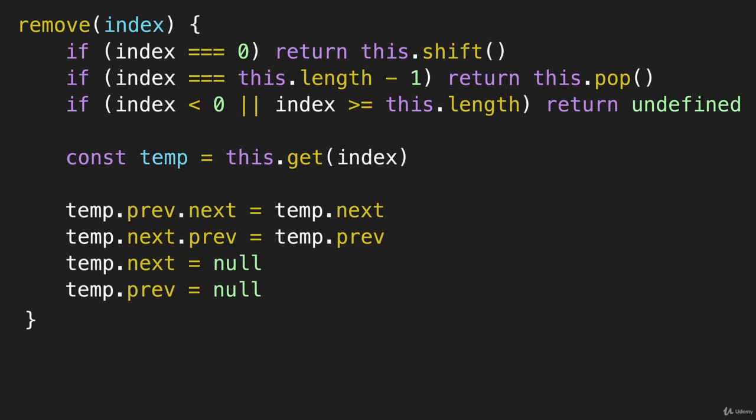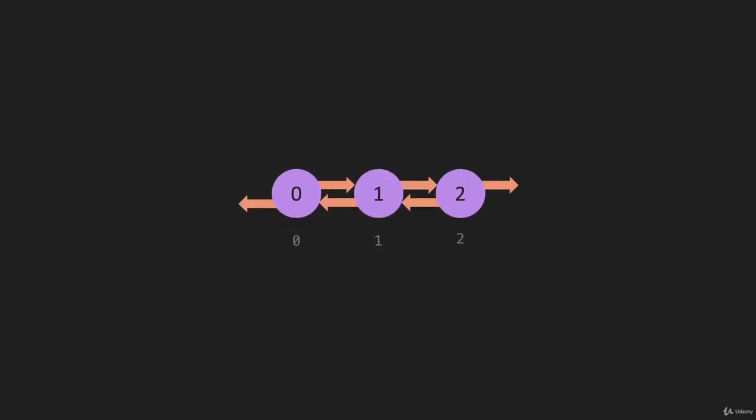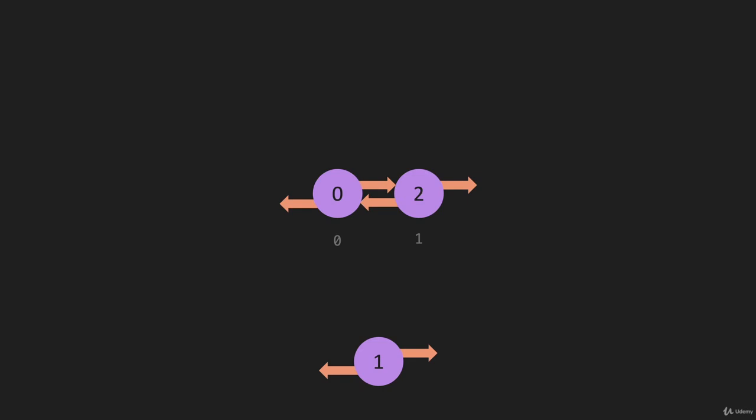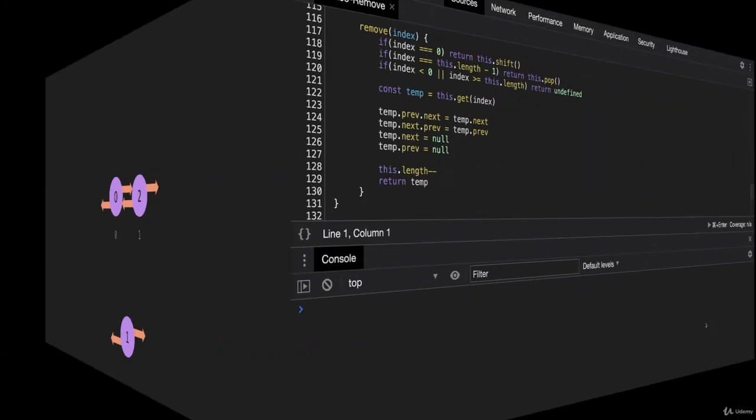So let's put this in with the rest of our code like that. The only things left to do are to decrement the length and return that item that we removed. So we'll look at this code in a second in DevTools. This is the linked list that we'll create with a length of 3, and we will remove the item at the index of 1, which also has the value of 1. So it will return the node with the value of 1, like that. Then we'll be left with a list where head points to 0, tail points to 2, and has a length of 2. So let's flip over to DevTools.